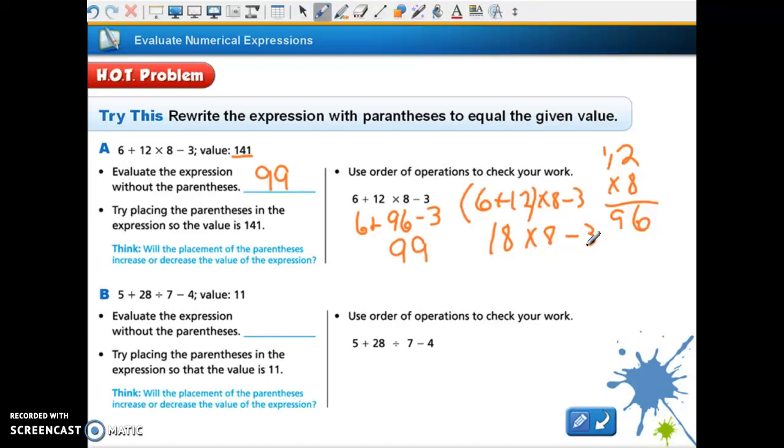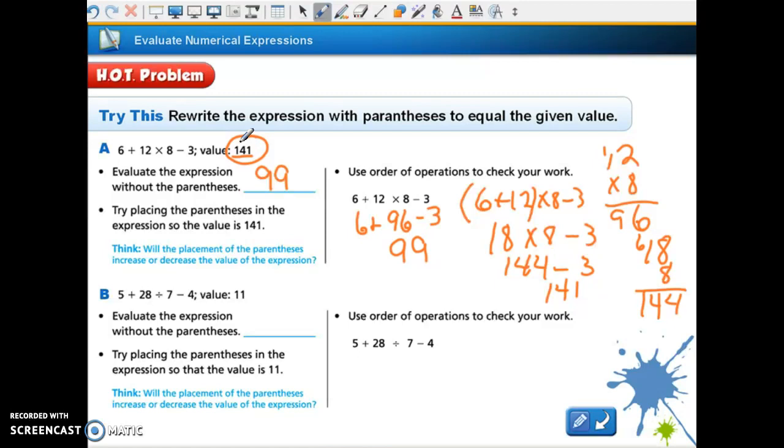Now we're going to go across. The second step after parentheses is to multiply or divide. So 18 times 8. 8 times 8 is 64. Regroup a 6. 8 times 1 is 8, plus 6 is 14. So now I have 144 minus 3, which leaves me 141, which is what they were looking for in the expression. Okay, let's look at B.